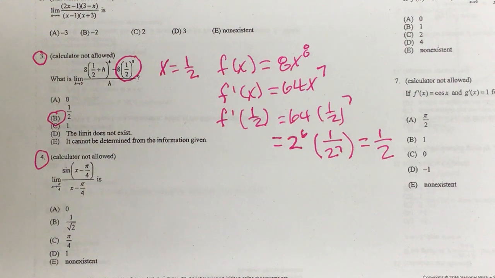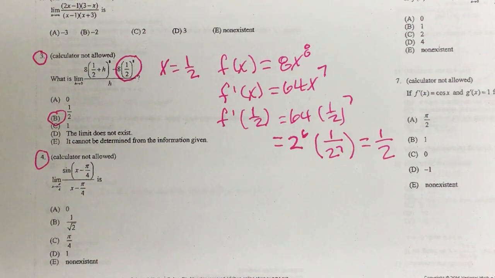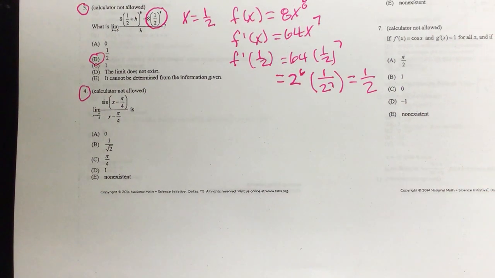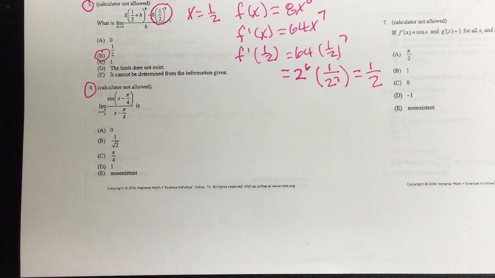All right, moving on to number 4. Cody, let's read number 4, please. Calculator not allowed. Limit as x approaches pi over 4 of sine of x minus pi over 4, over x minus pi over 4 is.